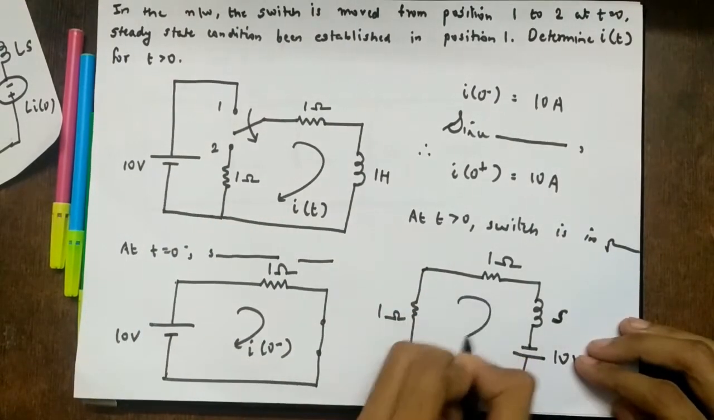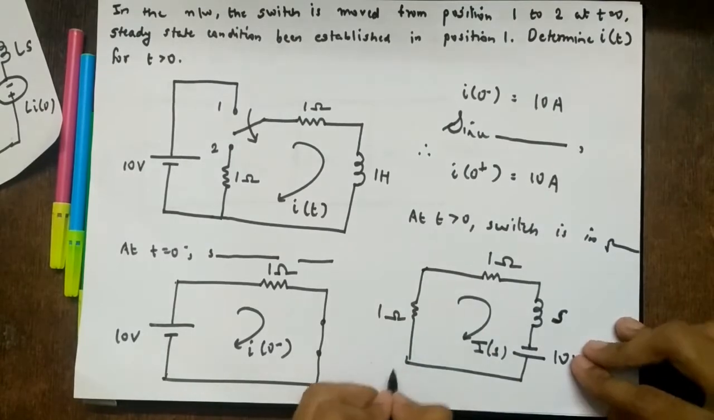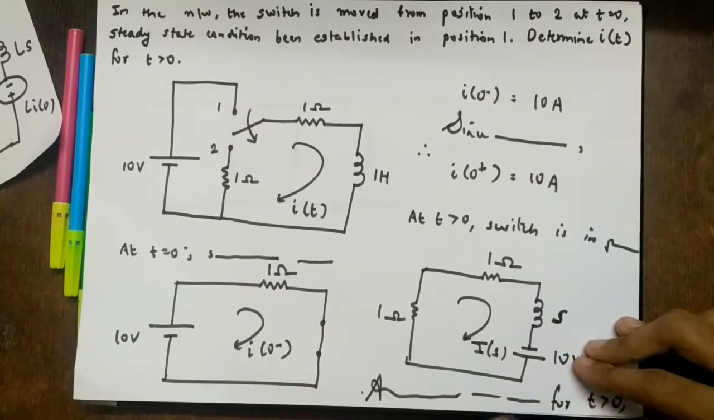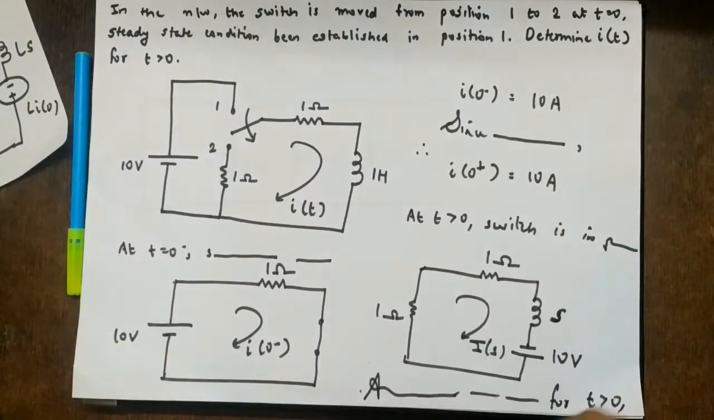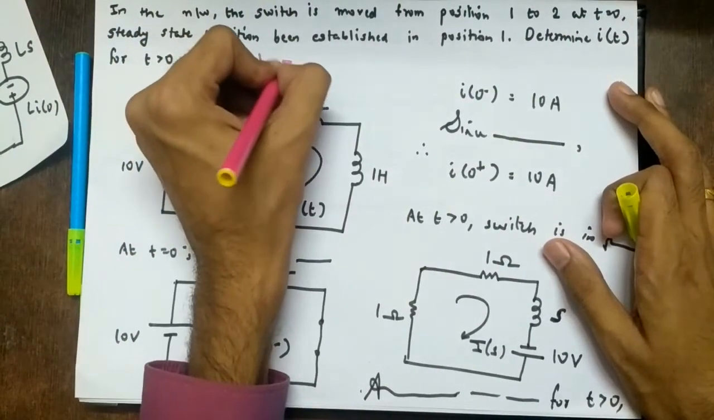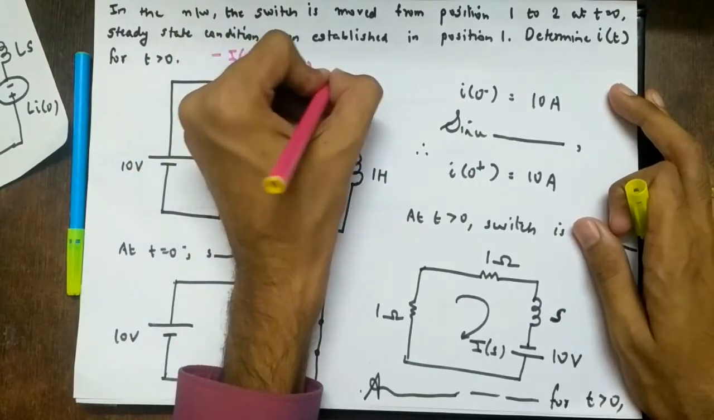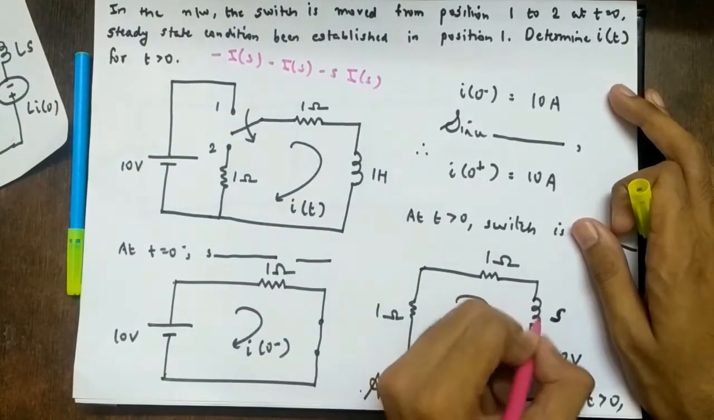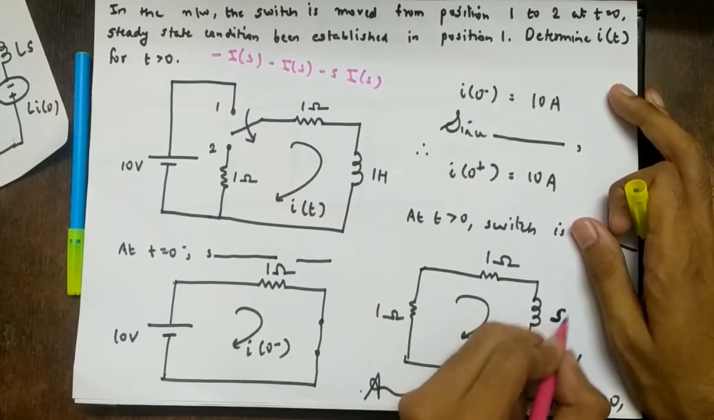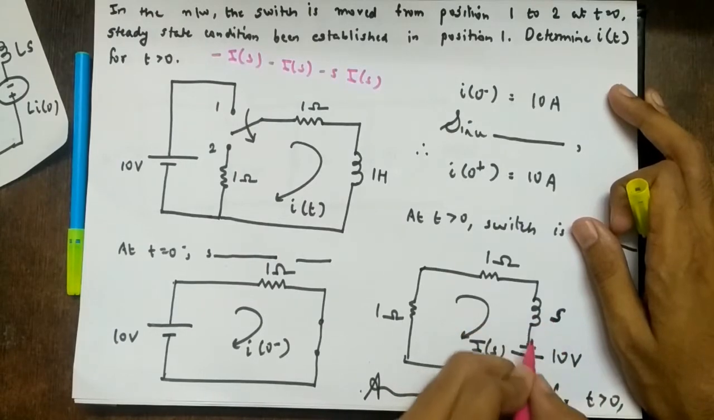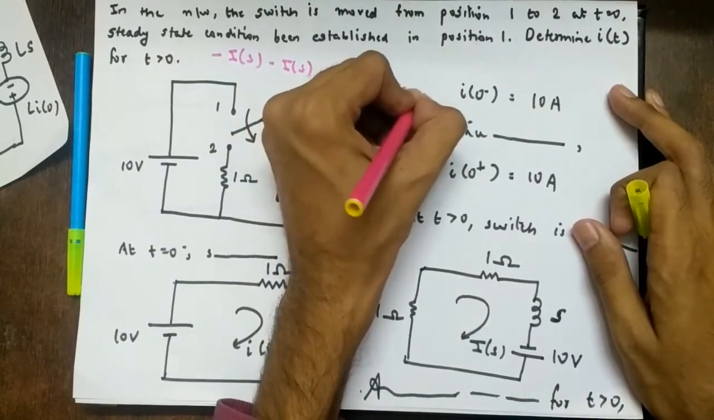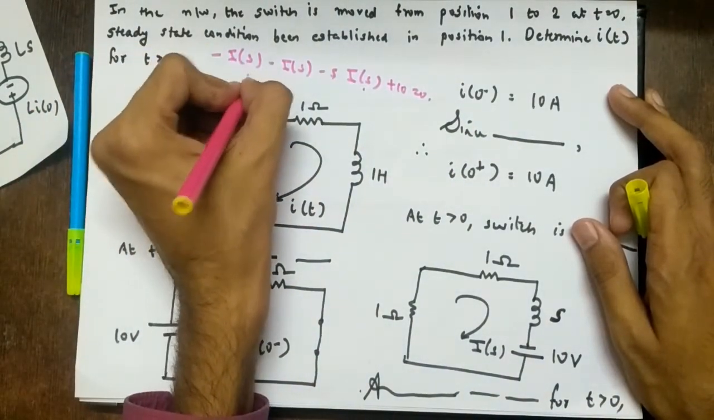Now what is the current flowing in the Laplace domain? So I of S. Applying KVL to the above loop for t greater than 0, what will we get? So I'll write here so that we are on the same page. Minus I of S minus I of S minus S I of S. Why minus S I of S? This is the impedance of the inductor. Remember, this is not the value of the inductor, this is the impedance of the inductor. So it is S. So R into I, plus 10, equal to 0. Right? So if you solve this, find I of S.